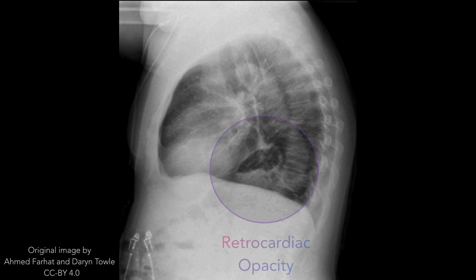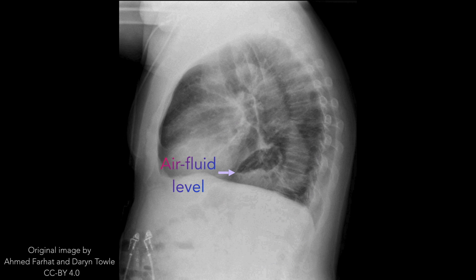This lateral plane radiograph is from the same person as the previous image and better depicts the position of the hernia posterior to the heart.